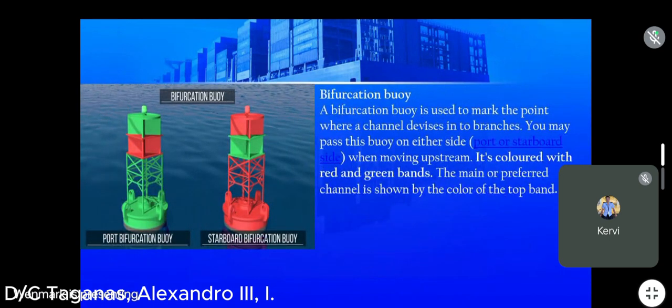Bifurcation buoy. A bifurcation buoy is used to mark the point where a channel divides into branches. You may pass this buoy on either side, port or starboard side. When moving upstream, it's colored with red and green bands. The main or preferred channel is shown by the color of the top band.